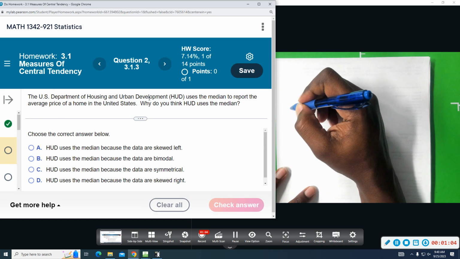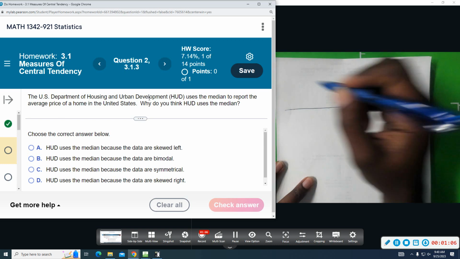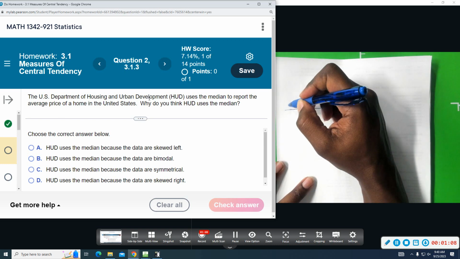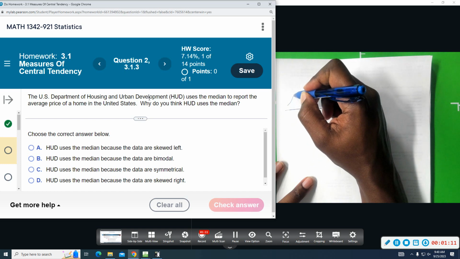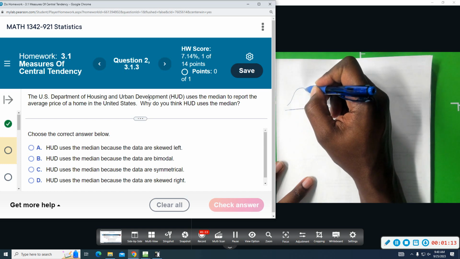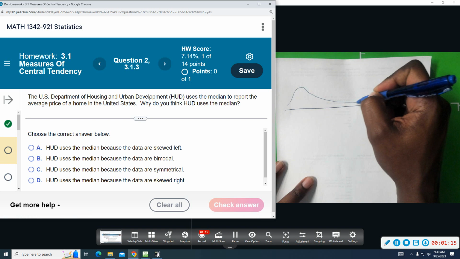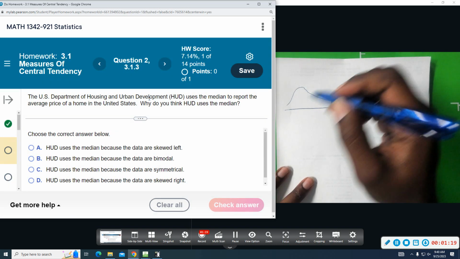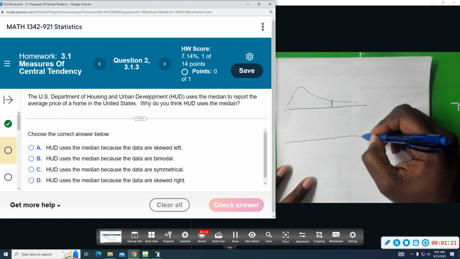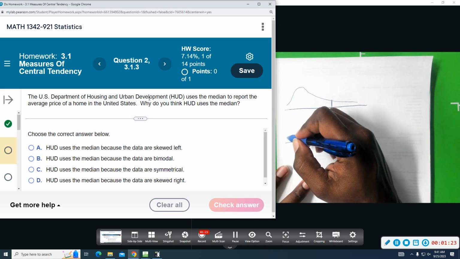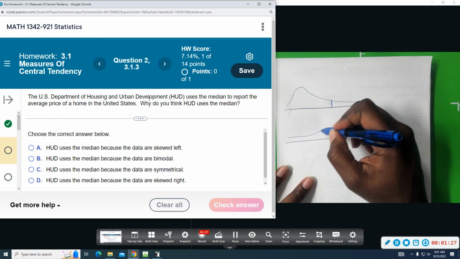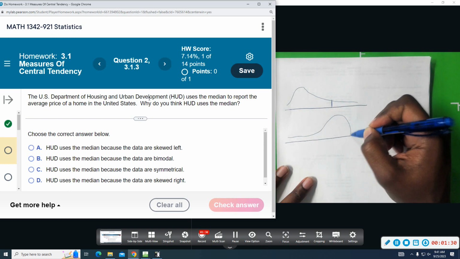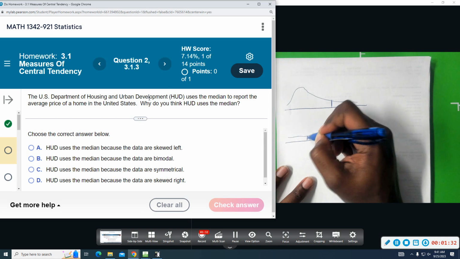So if we're in an area where the houses are priced low and then you have an expensive house, then the data will be skewed to the right. Okay, if you consequently have a neighborhood with relatively expensive houses and then there's a cheap house, then your data is going to be skewed to the left.